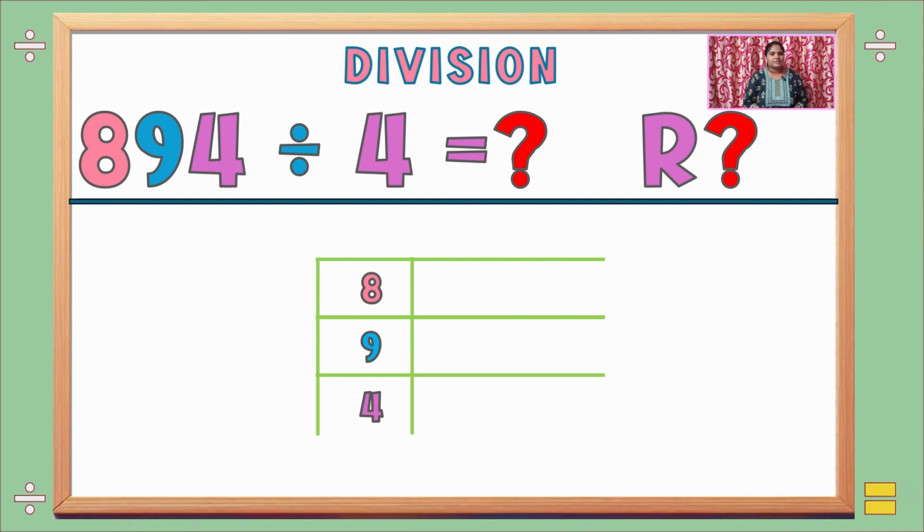Now let's start the sum. The first number is 8. So let's draw 8 lines. And what is our divisor? It is 4. Let's cross out the first 4 lines and the other 4 lines, and there's no remaining number. So how many times have we struck out? We have struck out 2 times. So let's write the number 2.